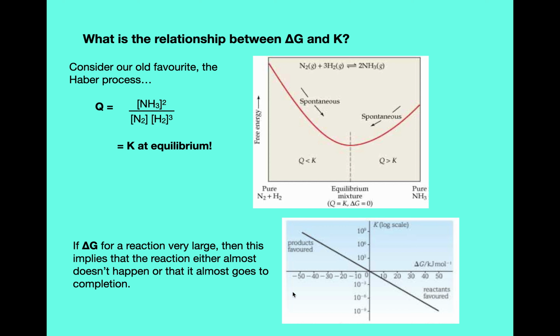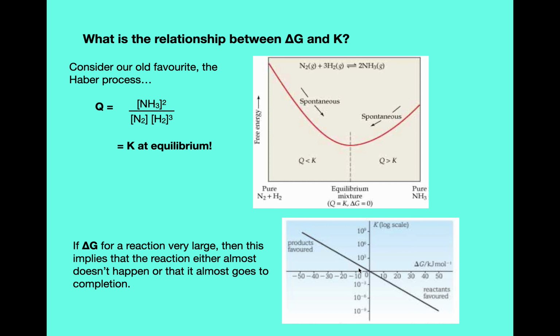Okay, this is going back to the idea that it's in a continuum. If delta G for a reaction is very large and positive, then it means that the reaction doesn't happen. Now let's have a look here. If delta G is very big and positive, then the reactants are favored. The reaction doesn't take place. And as you can see, K is tiny, so the reaction doesn't go forward. If delta G is very big and negative, then in many cases we would consider that the reaction goes to completion.